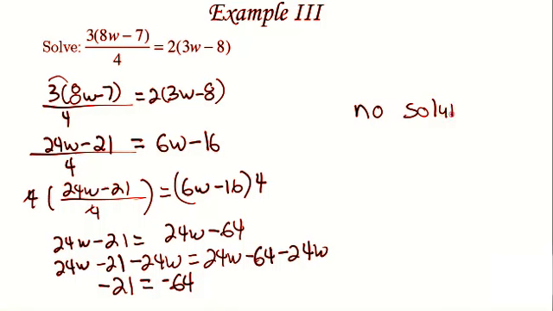And we talked about this before, and this is unusual. You're not going to see it very much, but it can happen. And I could have looked up here, and I would have seen that this is saying 24w minus 21 is equal to 24w minus 64. And these two are the same, but these two are different, and therefore it doesn't work out. So there is no solution to this equation.